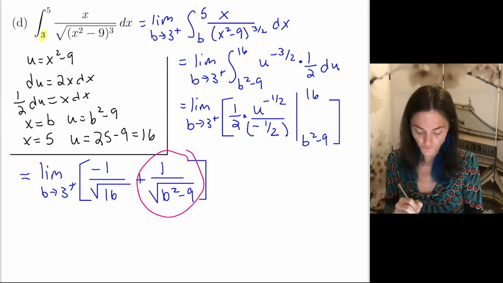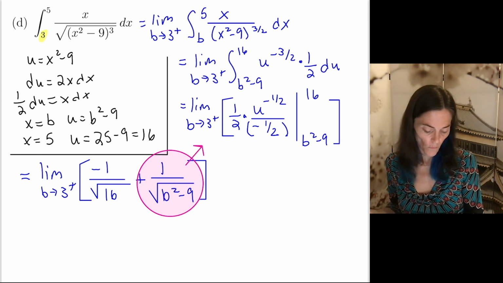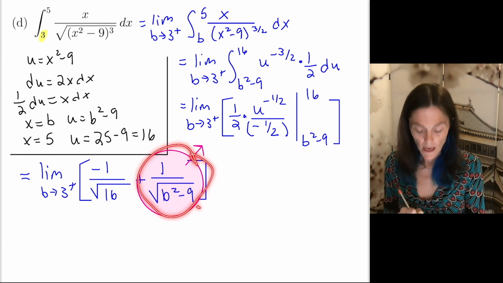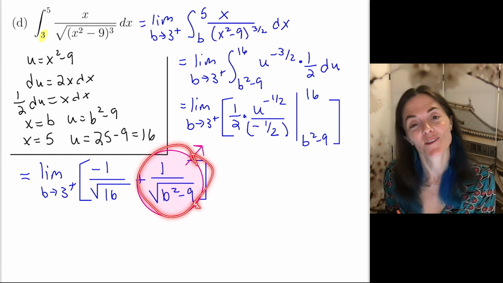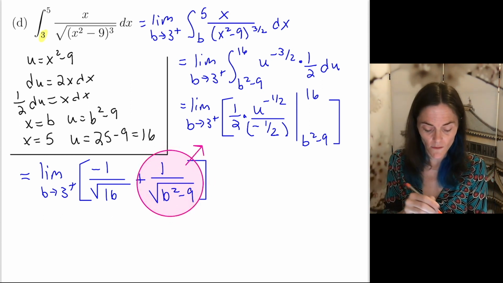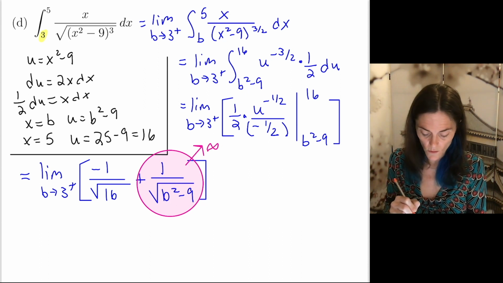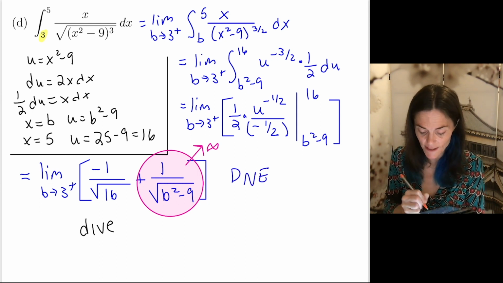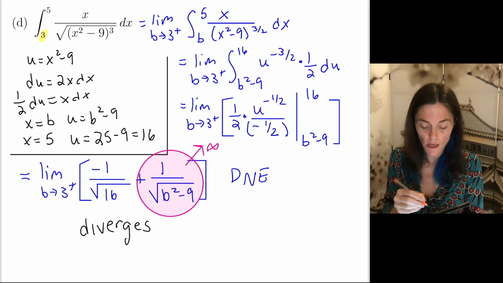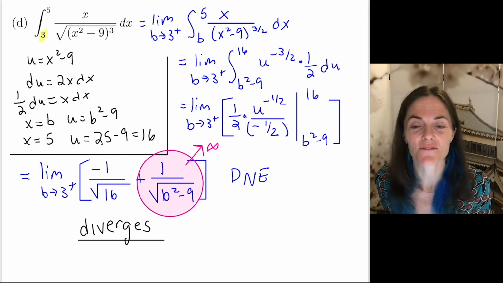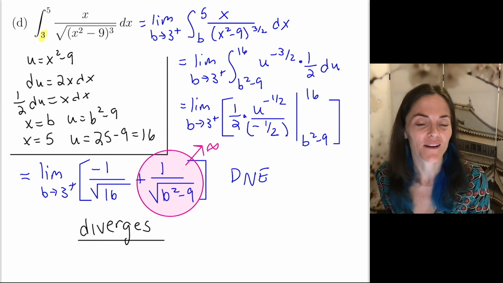Well, this part is just -1/4, but here, the denominator is going to 0. And so this fraction is going to infinity. And so this limit does not exist. We conclude the improper integral diverges. This is the language. The first three, A, B, and C, they all converge because the limit existed as a finite number. Here, this improper integral diverges.